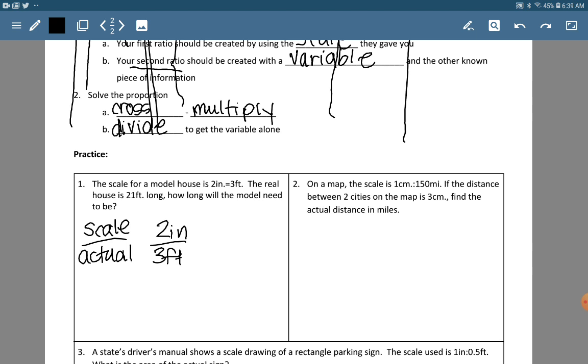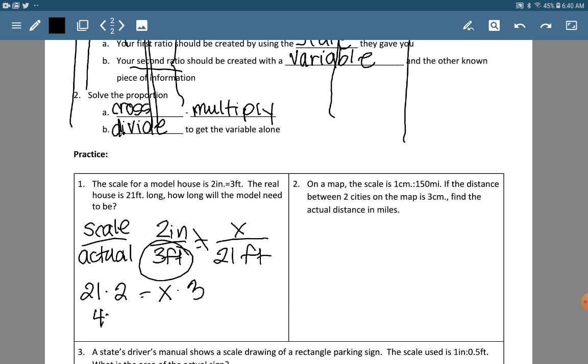They give us the scale. They said the real house is 21 feet. So when I set this up, 21 feet is going to be on bottom, and it's so important to use your units to help you solve this, and X is on top. So when I solve this problem, I'm going to cross multiply and then divide. So I'm going to do 21 times 2, and then I will have to divide by 3. So 21 times 2 is 42. And then I'll have to divide by 3 in order to figure out my next value. So my scale drawing will be 14 inches.